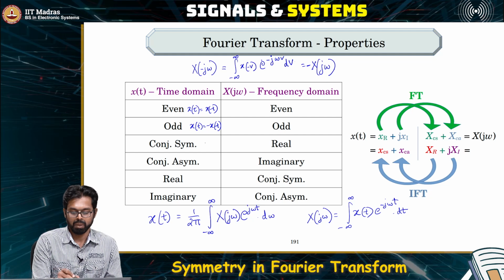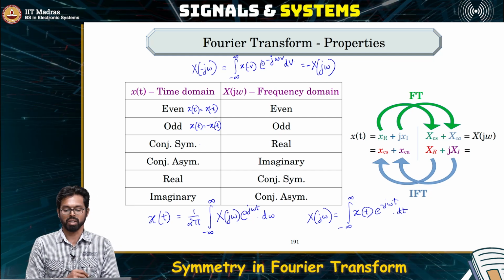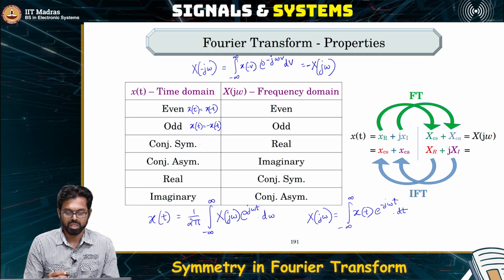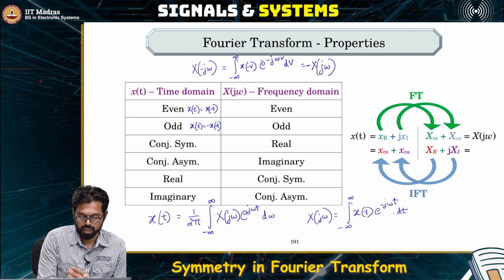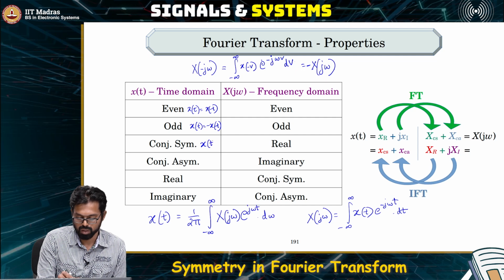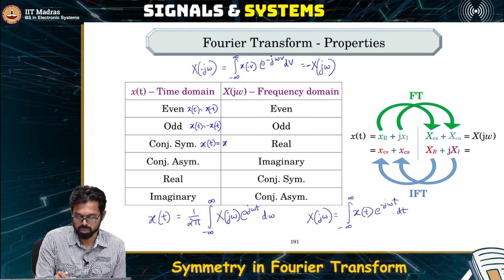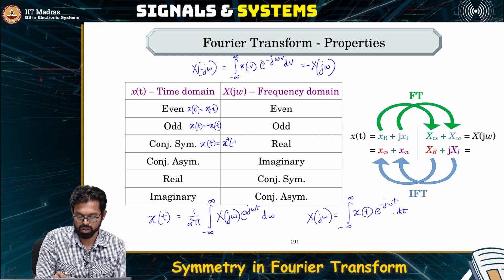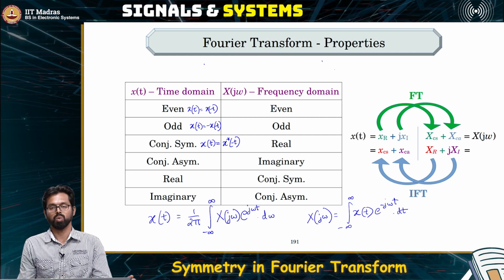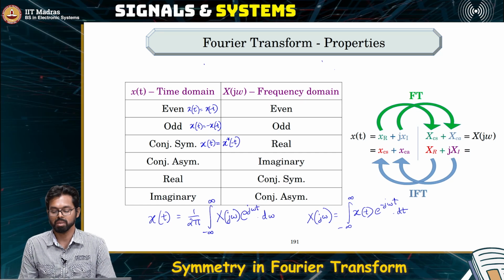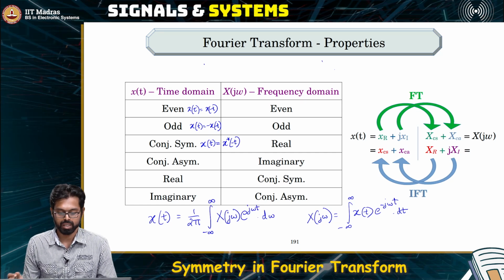Now, what if the time domain signal is conjugate symmetric? So if the time domain signal is conjugate symmetric, what does it mean? It means that x of t is equal to x star of minus t. So that is the meaning of conjugate symmetry. Now what is the consequence of having a conjugate symmetric time domain signal? Now let us see that.